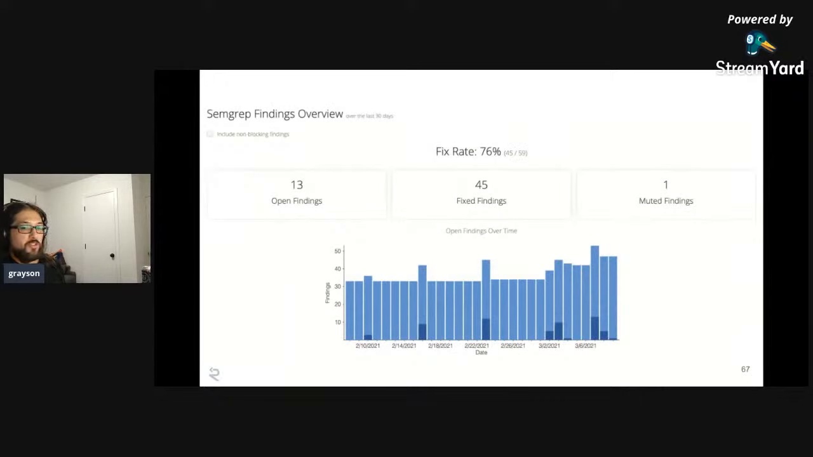Once we've pushed all this stuff out, we keep track of what gets reported and what gets fixed. This is our high-level dashboard. At the time of this screenshot, we can see that 76% of things were fixed, which means the other 24% had not been fixed, which allows us to see how we're doing and whether stuff that's getting reported is actually getting actioned upon.